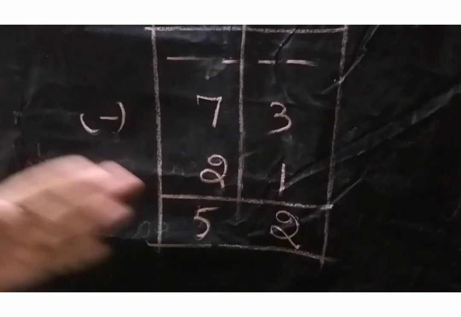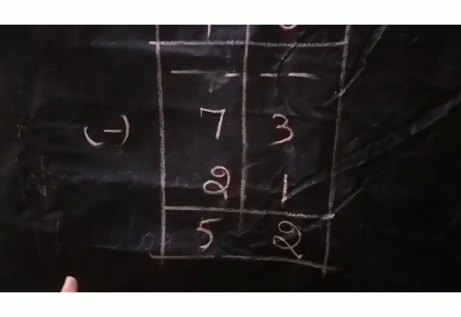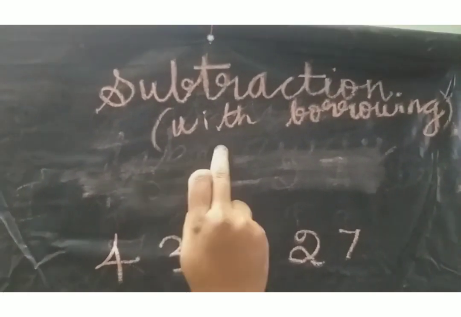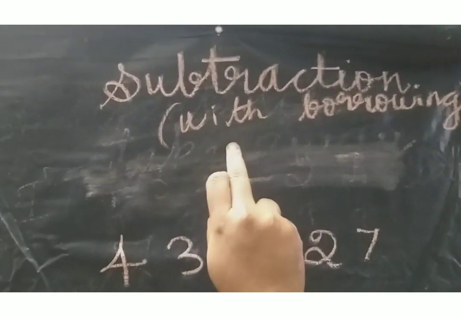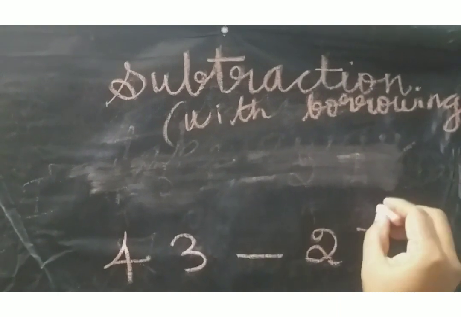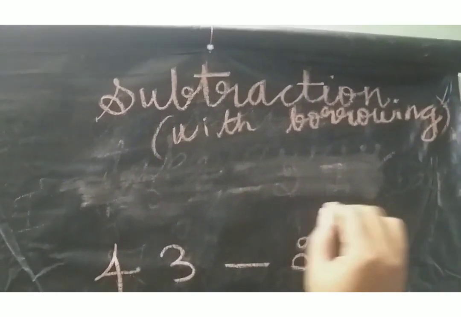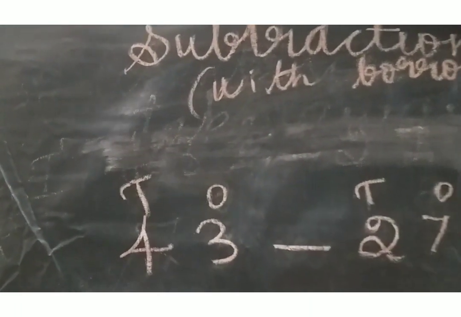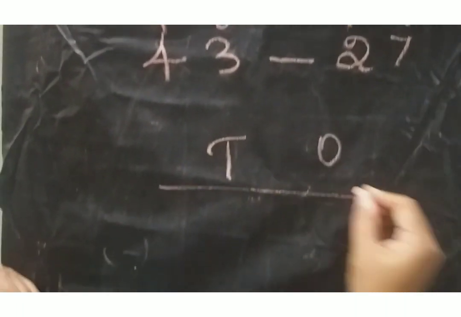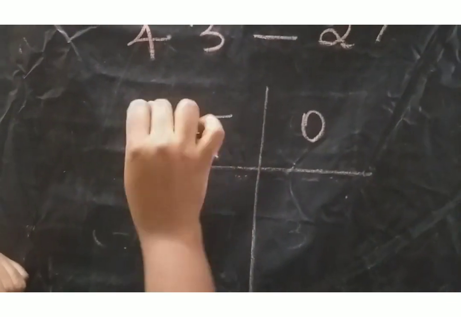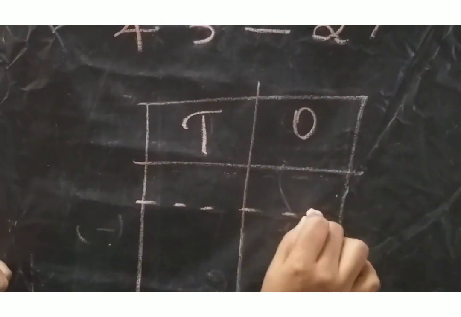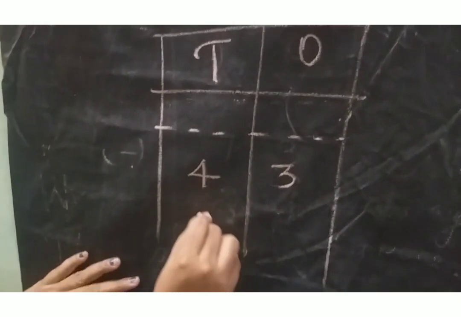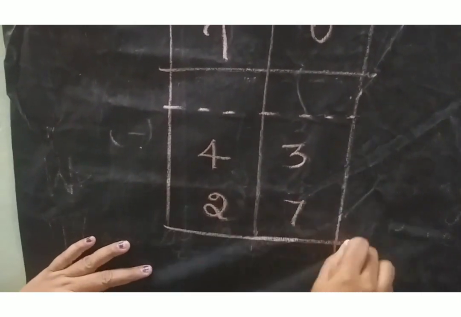We already studied this in the previous class, isn't it? Yes, very good. In the previous class, we studied subtraction without borrowing, and today we are going to study subtraction with borrowing. When a sum is given, immediately you should write the place: ones, tens. Put the box, put the dotted line. The first number is 43. The second number is 27.